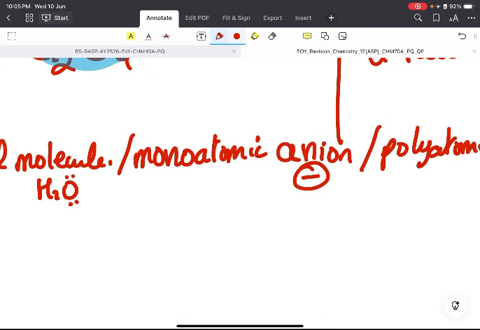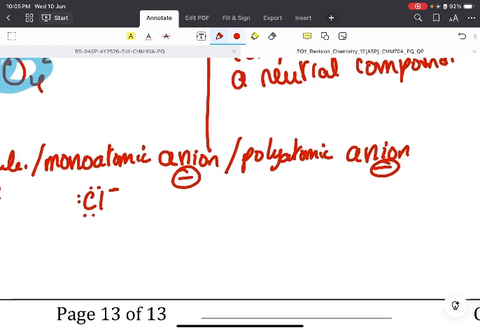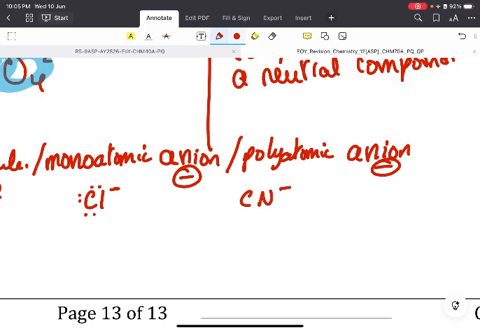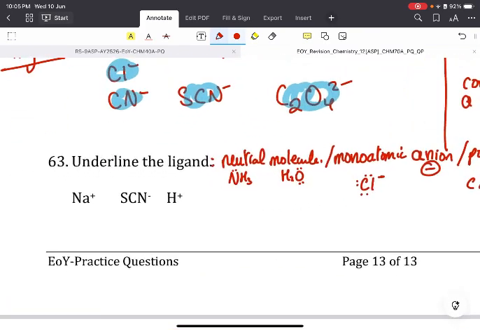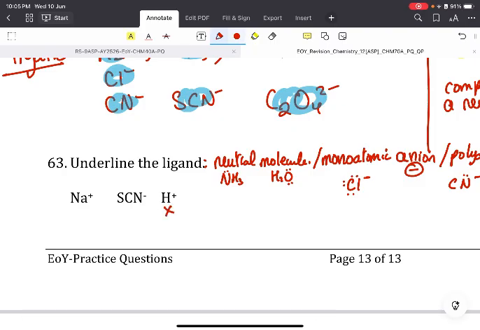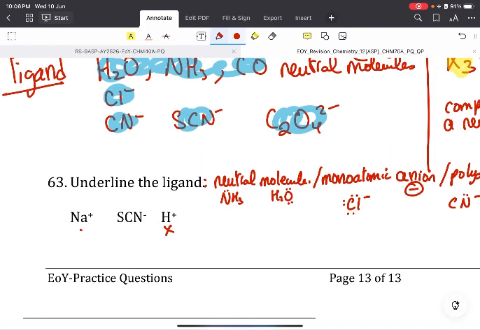Now, it could be a monoatomic ion, and because it's negative, it means it has electrons to donate. Or a polyatomic ion, that's the same thing. It has free electrons or lone pairs to donate. So when I look at these options, this one cannot be a ligand, and this one cannot be a ligand because they have a positive charge, and this can be a ligand because it is negative.